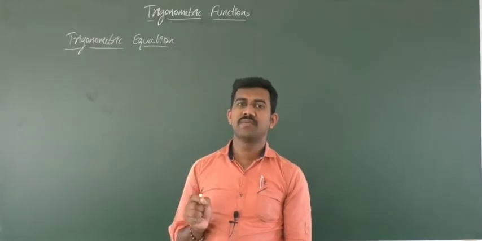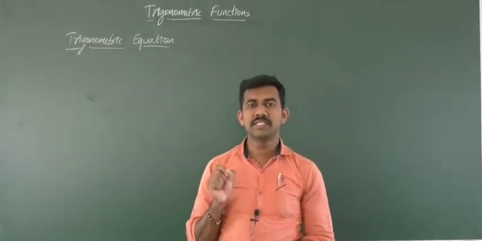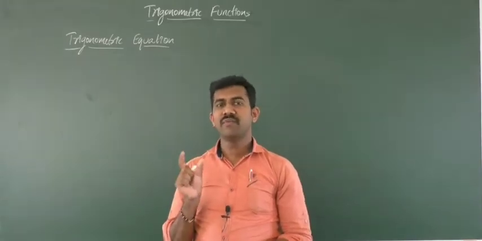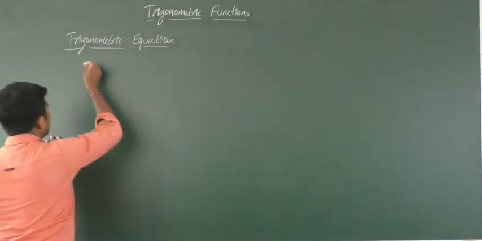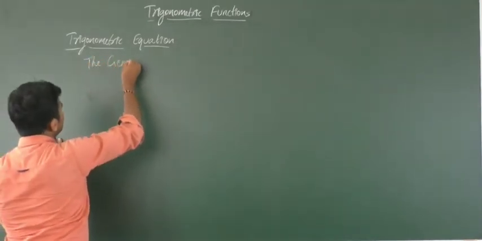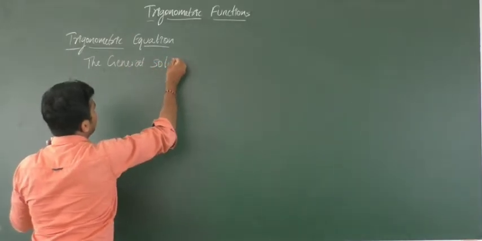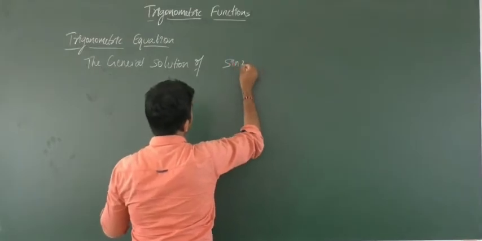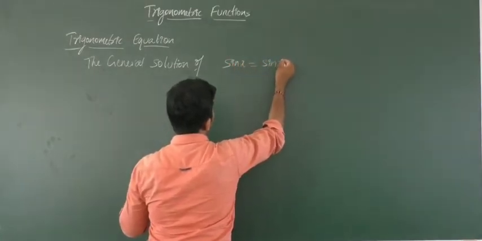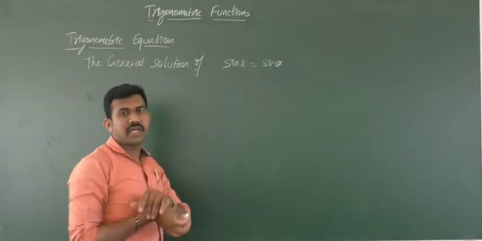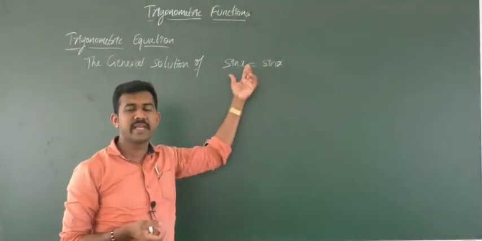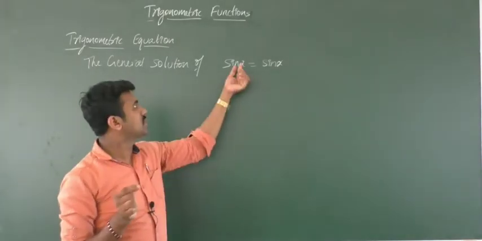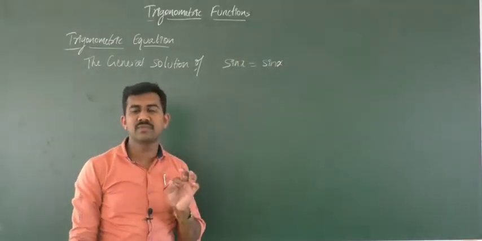That we'll see now. First we'll see the general solution of sin x is equal to sin alpha, one value we'll consider. The general solution of sin x is equal to sin alpha. This is one trigonometric equation. If you have a trigonometric equation in the form sin x is equal to sin alpha, then how to find the general solution? Means the solution is the x value. The x value we need to find here.